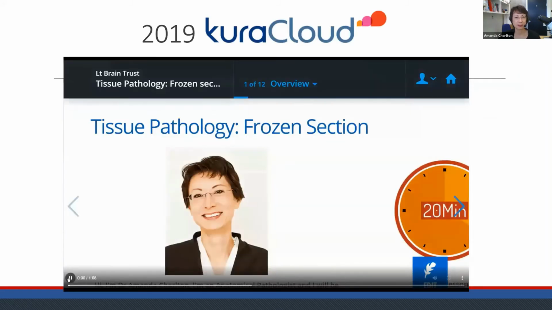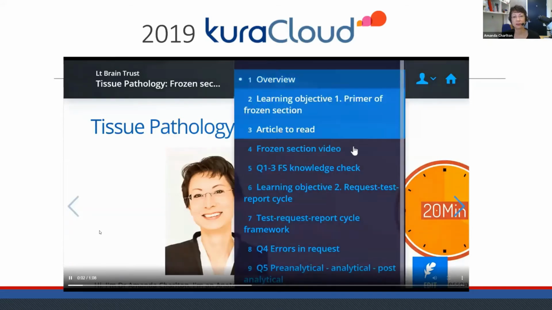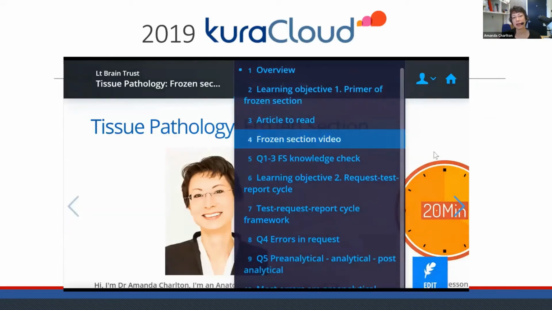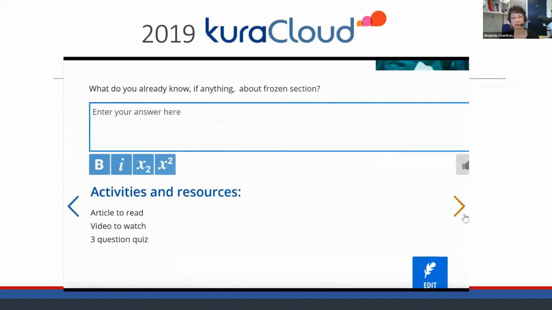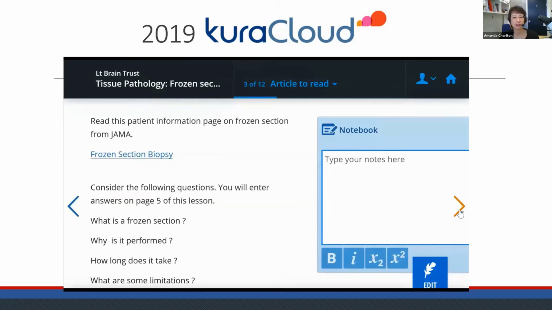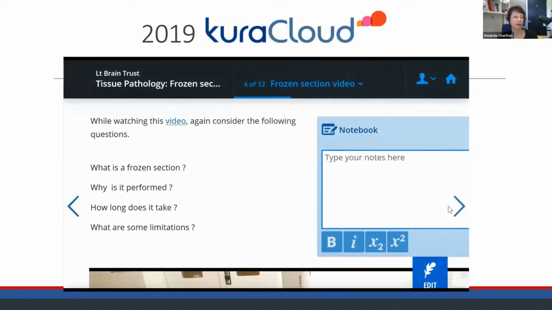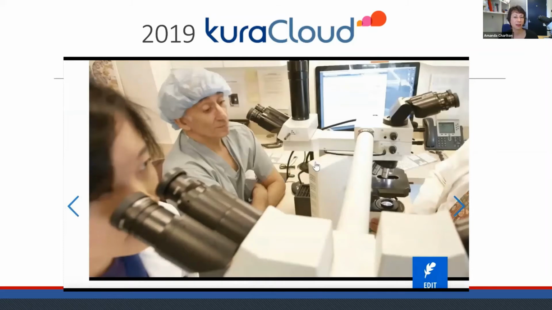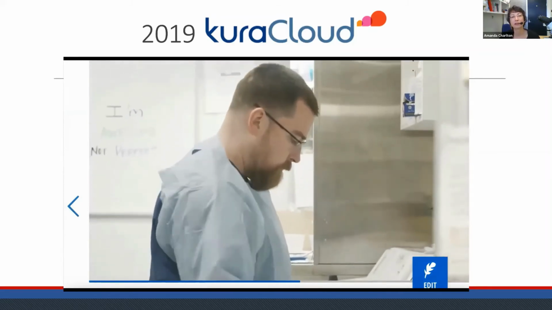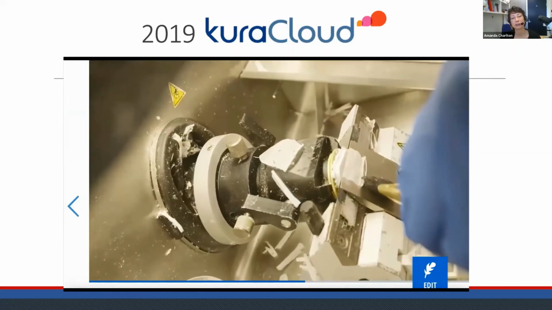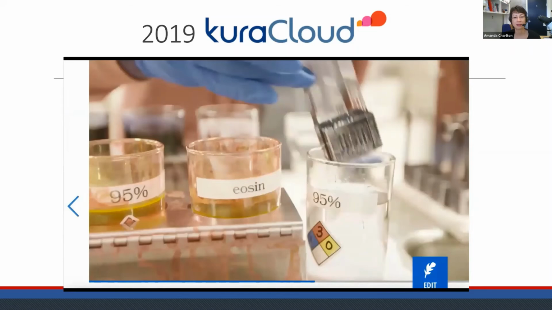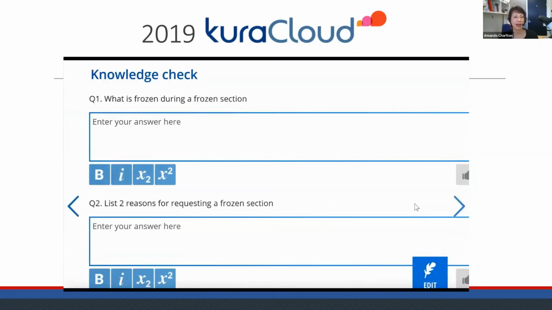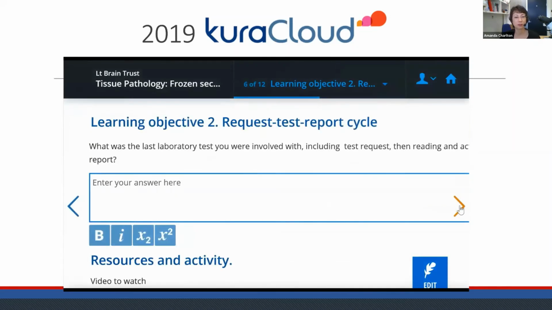And what did the lesson look like? So here is a video run through, just little snips from Kura Cloud. I have 12 pages. There is a menu where the students can go backwards and forwards. I've got an open text box question there. There is a video that they can watch with prompted questions that extract information that I want them to get out of this video, which shows them a technique that's happening in the laboratory called frozen section, cutting and making a slide and then staining the slide. And then we review the information with a knowledge check.